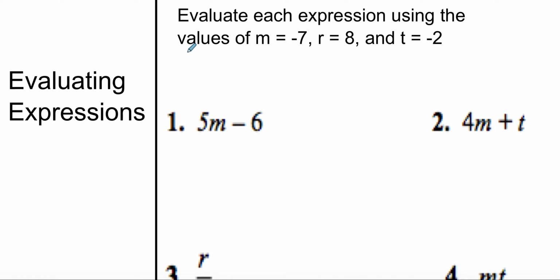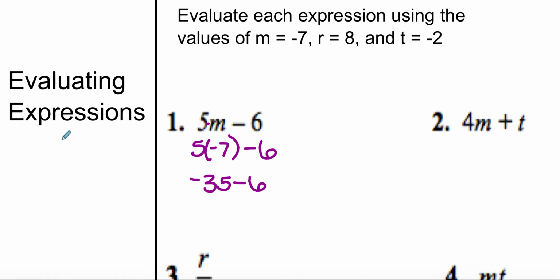Okay, so in this case, when I have a 5 and an m right next to each other, they are multiplying. So I know that this is the same thing as 5 times m, but I know m is a negative 7. And then I drag down the minus 6. According to order of operations, I have to do my multiplication first. So I'm going to have 5 times negative 7, which is negative 35. And then I need to subtract 6.